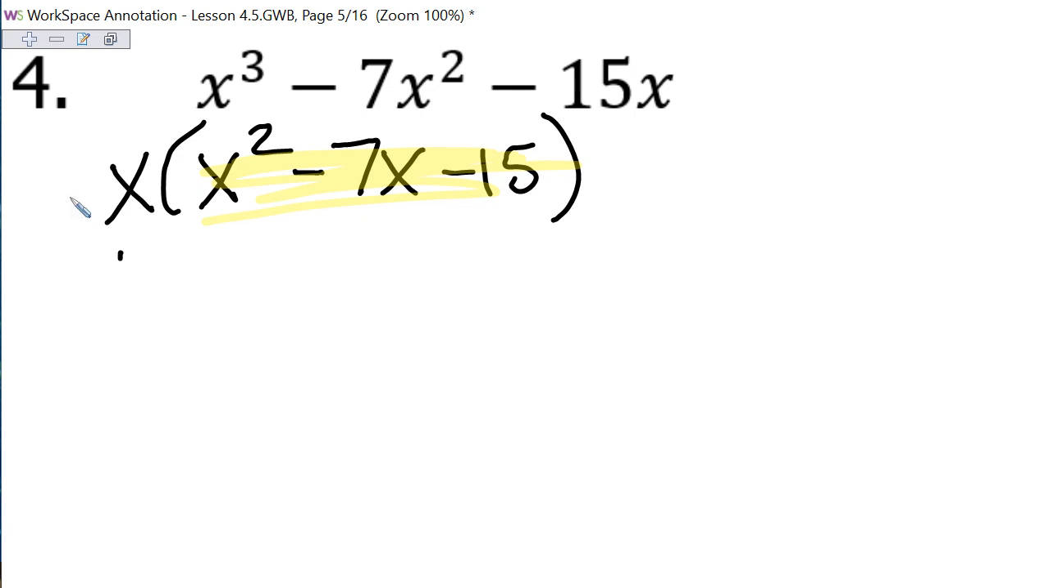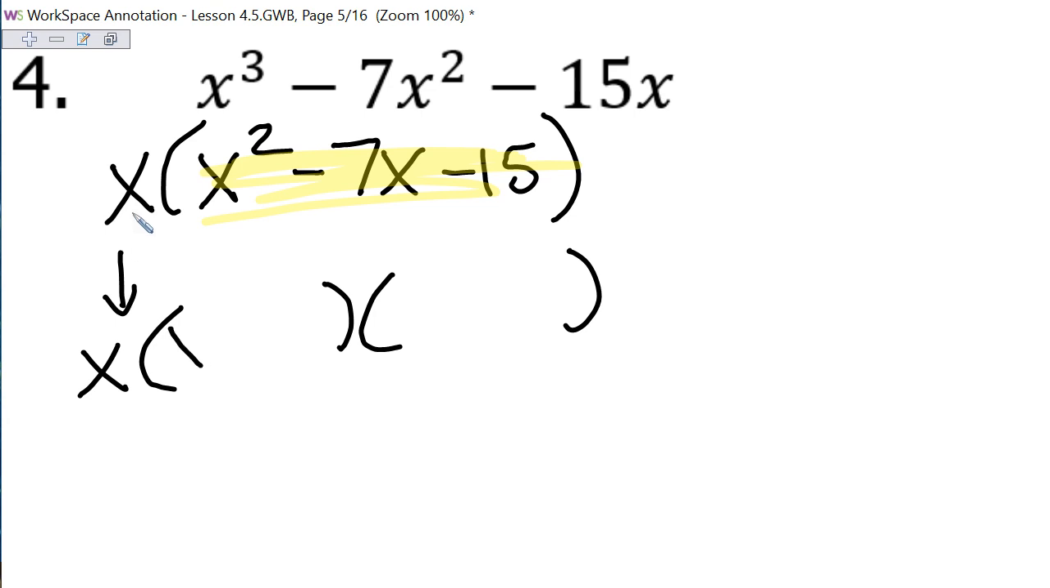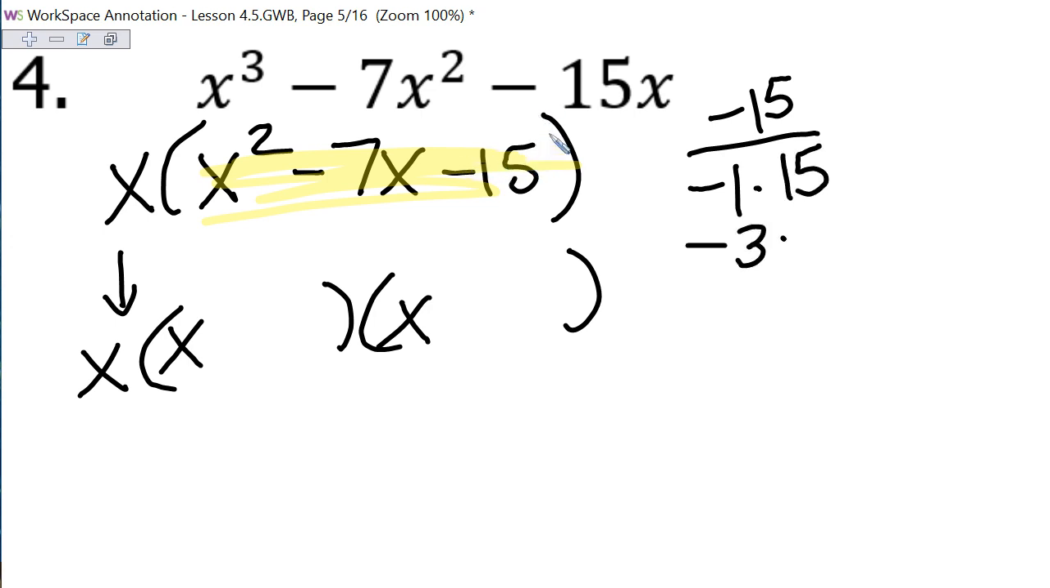So the GCF, bring it down, put your 2 sets of parentheses, and I know x times x will get me that x squared. Now factoring that trinomial in the parentheses, we need to find 2 numbers that multiply to what? Negative 15. So we're going to have negative 1 times 15, negative 3 times 5, negative 5 times 3, negative 15 times 1. What do we have to add up to? Negative 7. So in that list, which pair adds to negative 7?